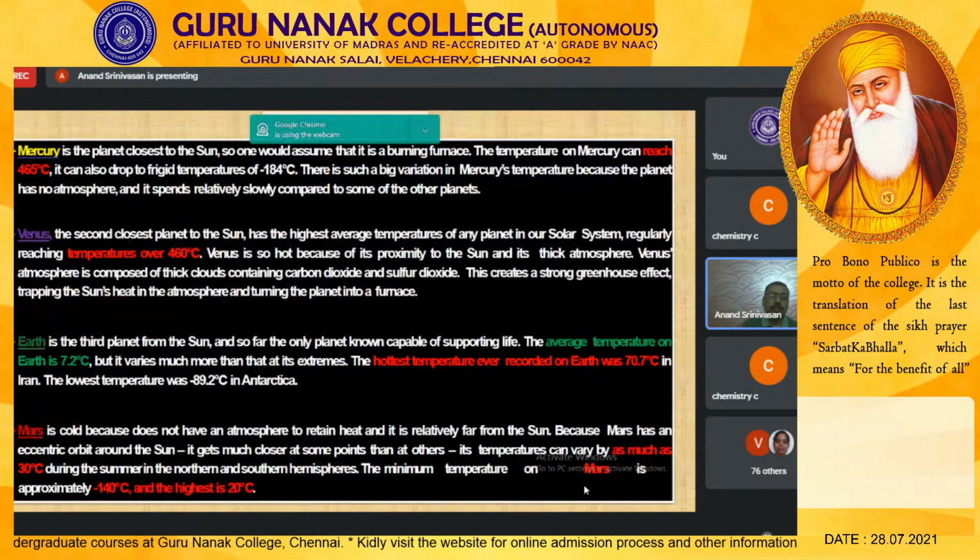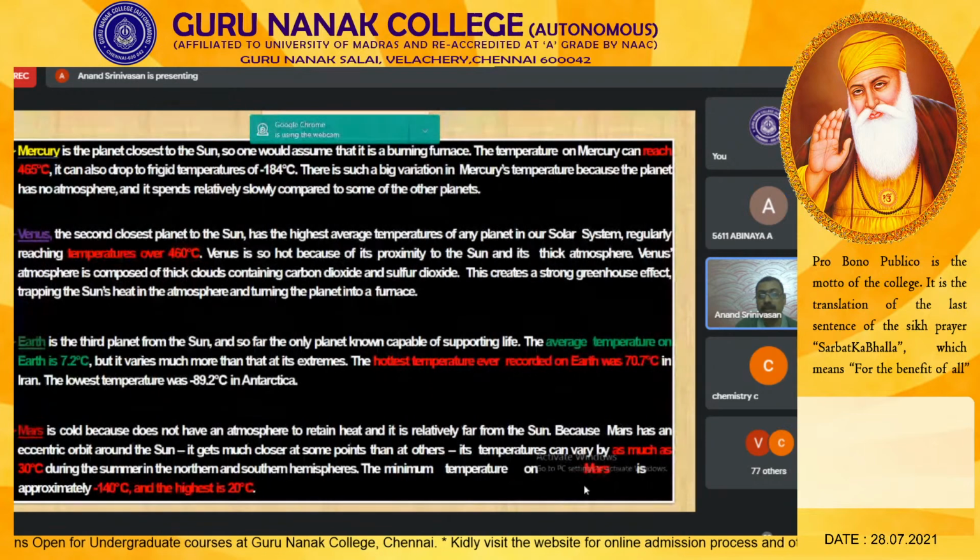And in order to understand the need for bioplastics in the present scenario, I would like you to draw your attention to the different planets. When you look at Mercury, the planet which is very close to the Sun, you can see the temperature goes up to 465 degrees centigrade, and it can also drop to a temperature of minus 184 degrees centigrade.